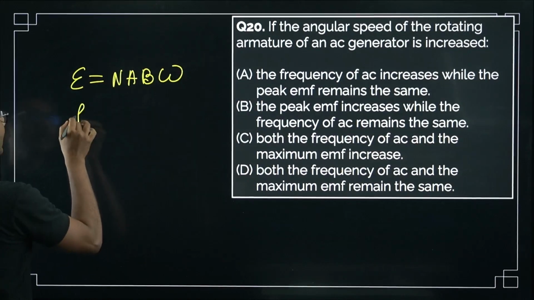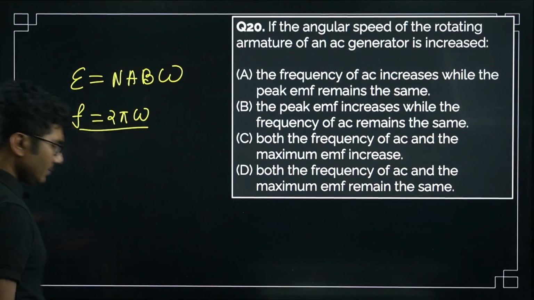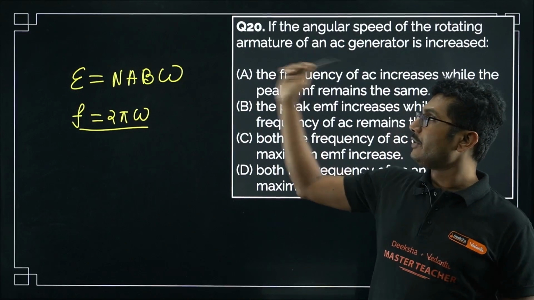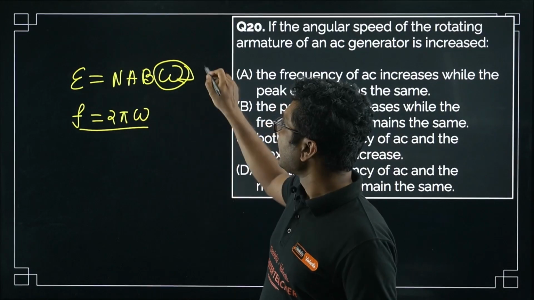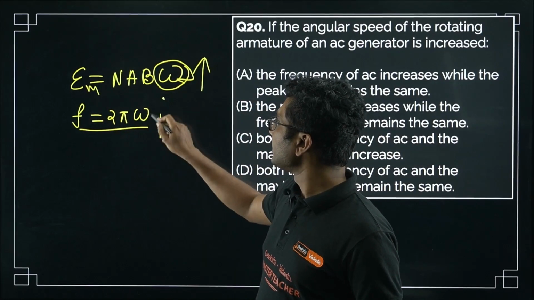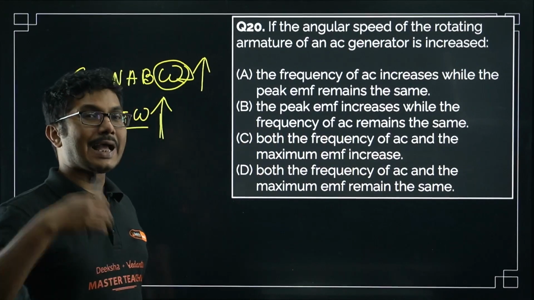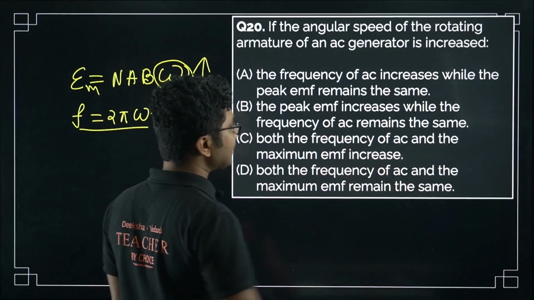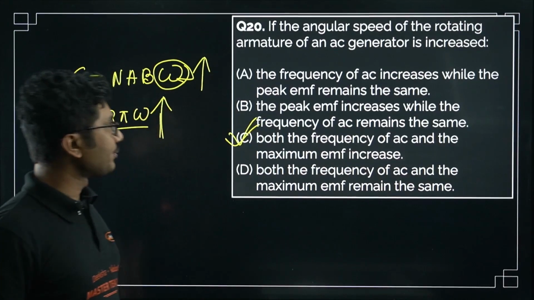NAB omega. Now what is the frequency by the way? Frequency is omega by 2 pi. Okay, so if you increase the angular speed, that is if you increase omega, so you can see that maximum EMF is increasing, also the frequency is also increasing. So if you increase the angular speed, frequency and induced EMF both increase, so both the frequency of the AC and the maximum EMF increase. So correct answer is option C.